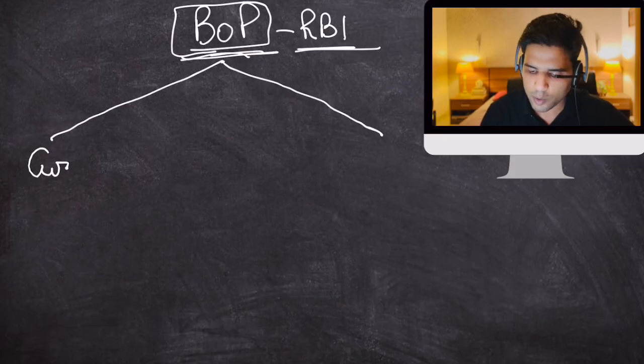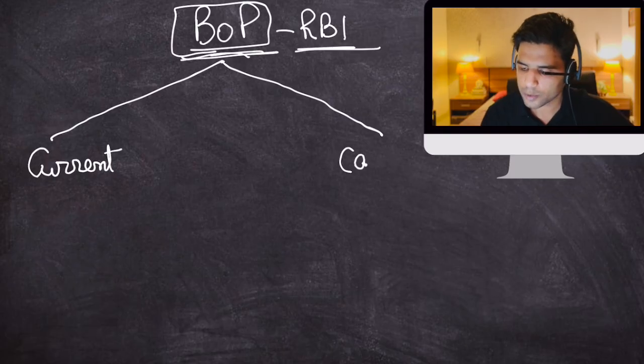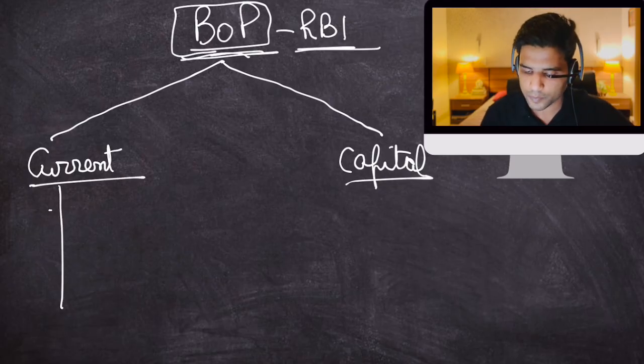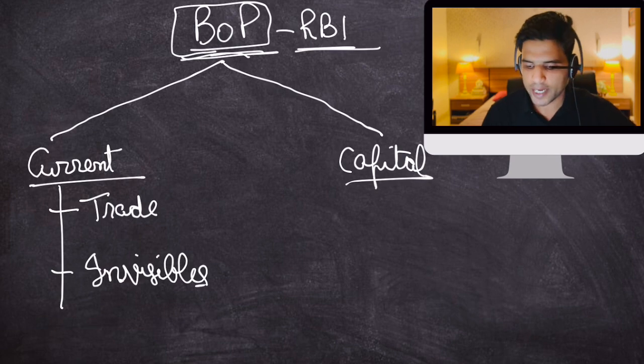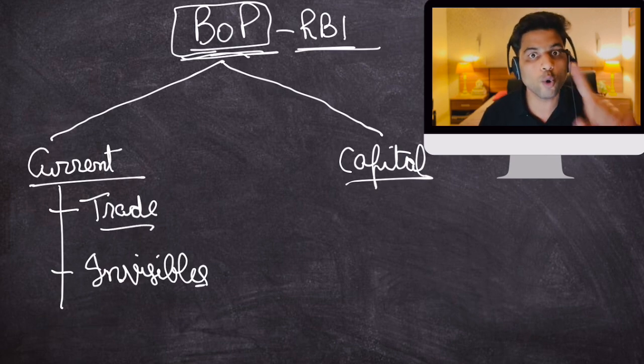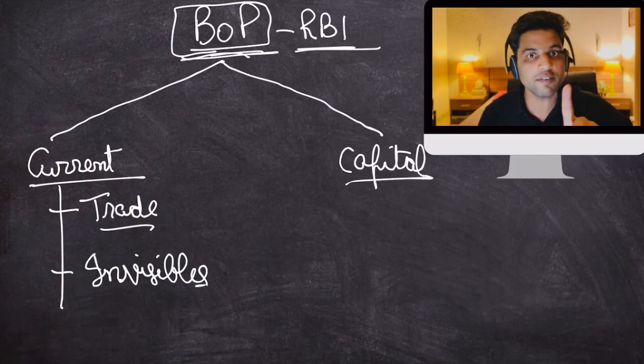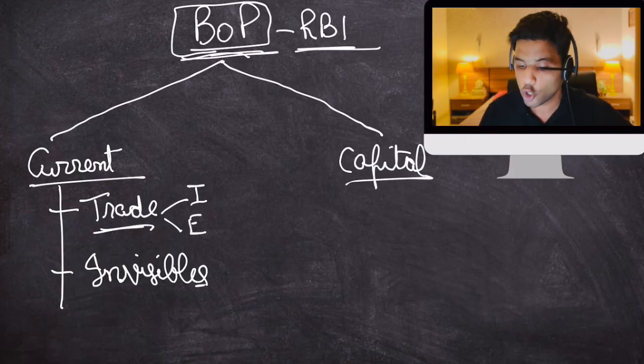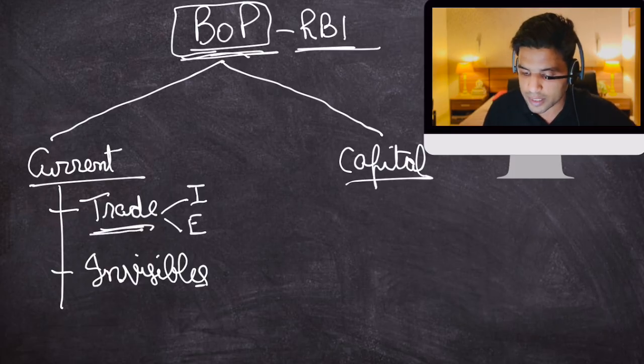Current account and capital account. Now, within current account there are two parts: trade balance and invisibles balance. Trade balance contains import and export of goods. Mind you, I'm talking about goods only, not services. When you import something, it is listed in this trade balance or trade account. When you export something, it is listed here. Again, I'm talking about goods, not services. Services are also imported and exported, but they are not written in this part.